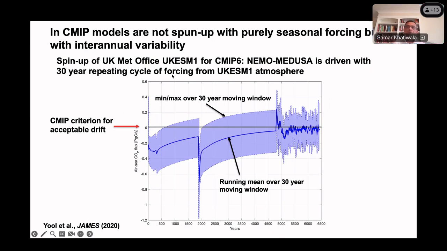The dark blue line here is the 30-year moving average, and the shaded region is the minimum and the maximum over a 30-year moving window. You can see there are enormous fluctuations in just this particular quantity. Any method for spin up would struggle with these kinds of fluctuations. Certainly, if you applied Anderson to a model that was being forced in this way, it would be extremely hard for it to get to equilibrium.